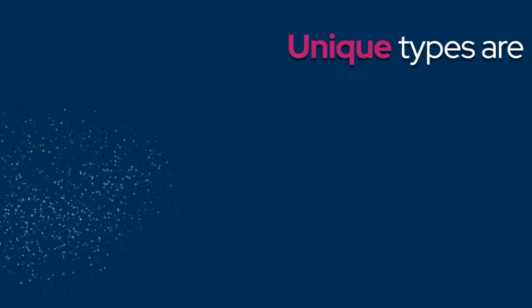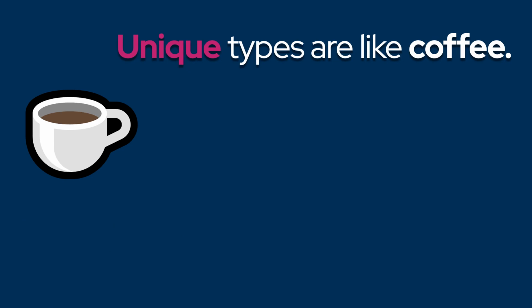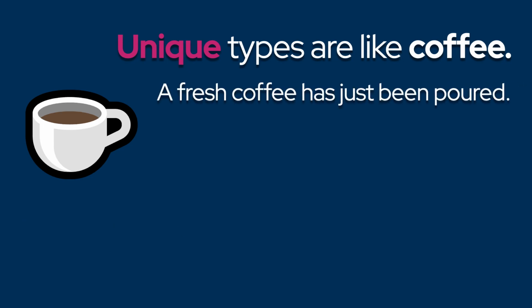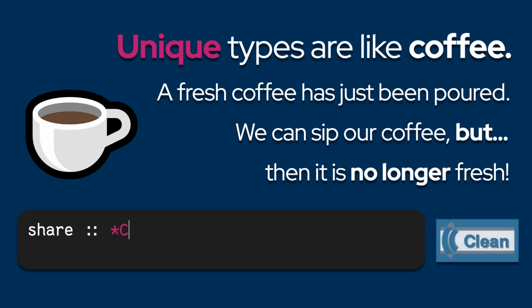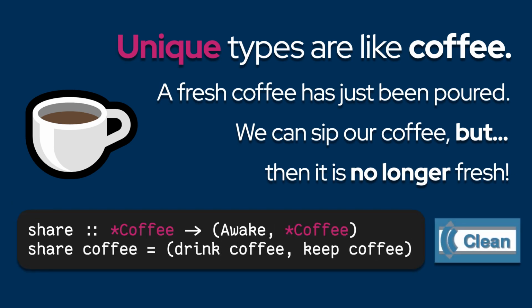On the other hand, unique types are more like coffee. If we pour a cup of coffee, then it's fresh, but only until someone drinks it. Here's an example in Clean, where the star prefix means that a value is unique. This doesn't type check either. Telling someone their coffee is fresh when we've just had a sip isn't a very nice thing to do.